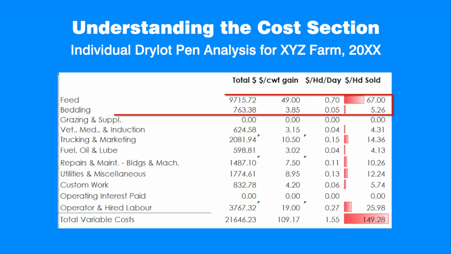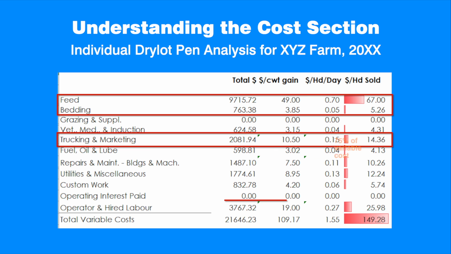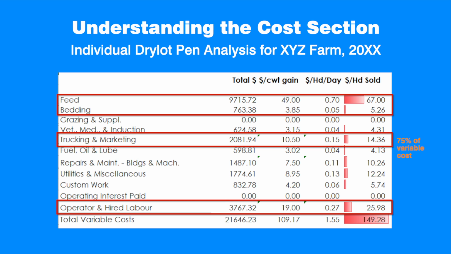Together, this 4-item cost cluster accounts for about 75% of variable costs, implying the cattle feeding, labor, and cattle shipping methods are major drivers of the production cost and, consequently, the economic efficiency of the enterprise.